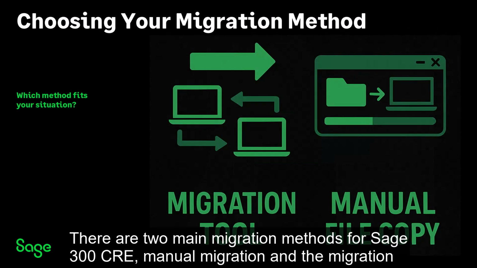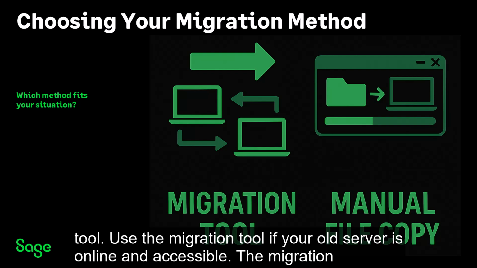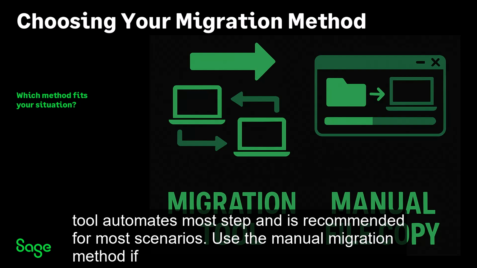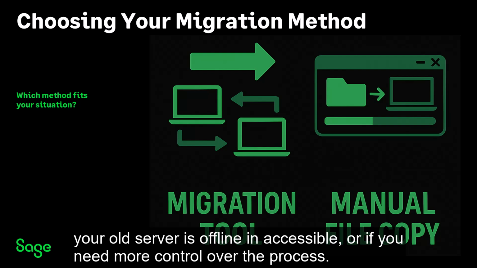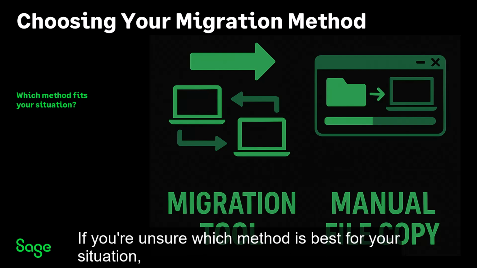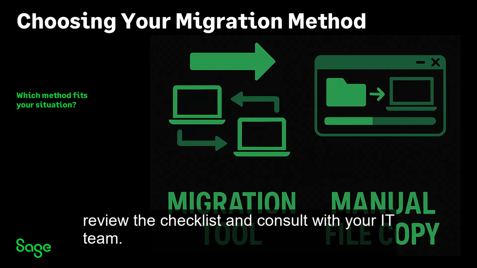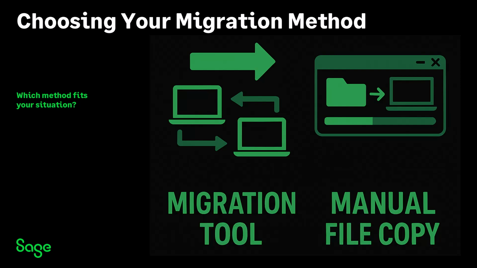There are two main migration methods for Sage 300 CRE: manual migration and the migration tool. Use the migration tool if your old server is online and accessible. The migration tool automates most steps and is recommended for most scenarios. Use the manual migration method if your old server is offline, inaccessible, or if you need more control over the process. If you're unsure which method is best for your situation, review the checklist and consult with your IT team.